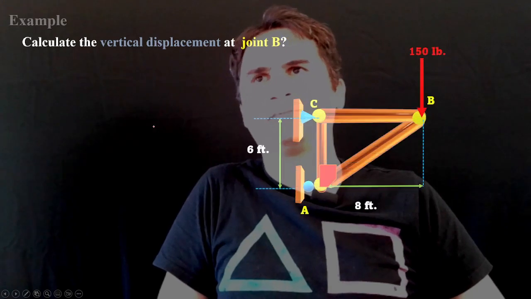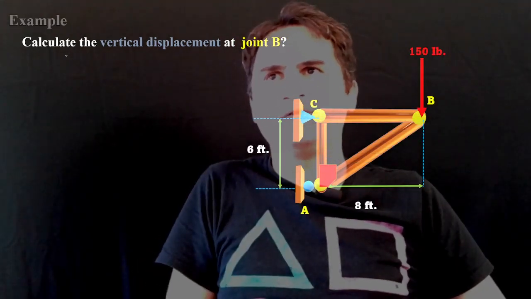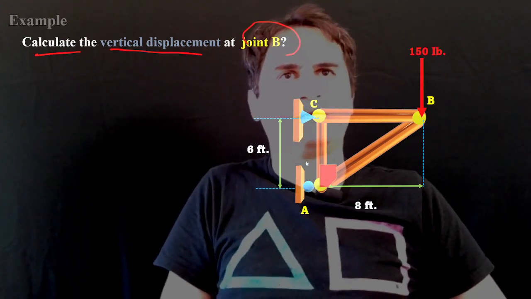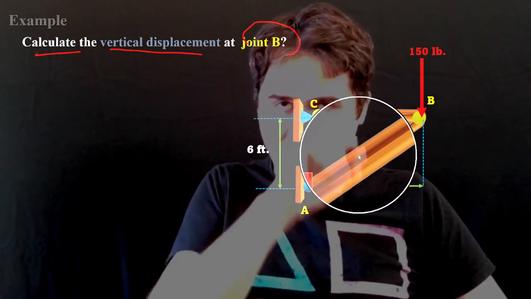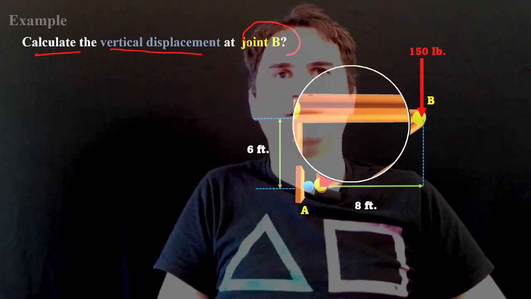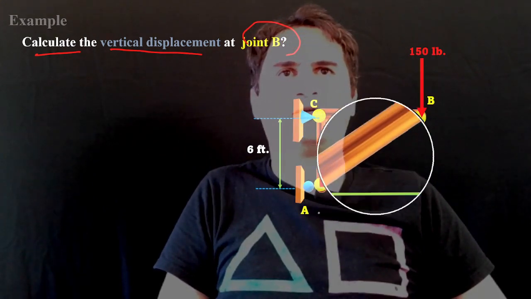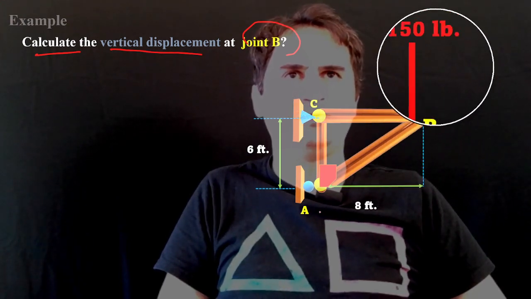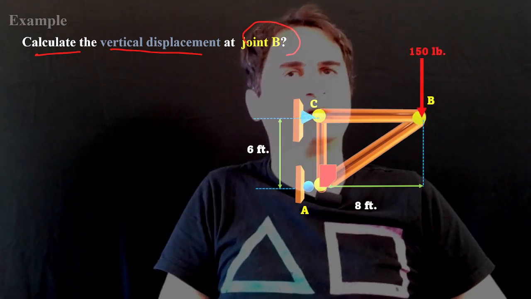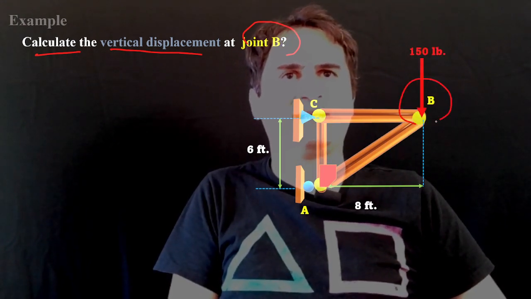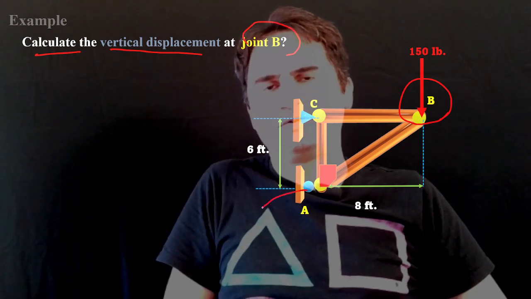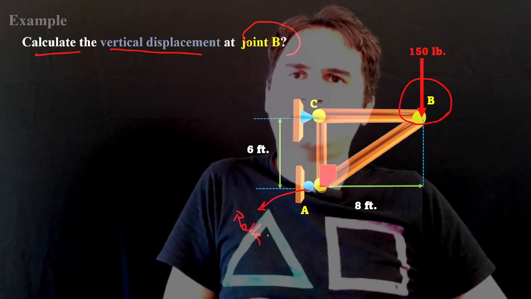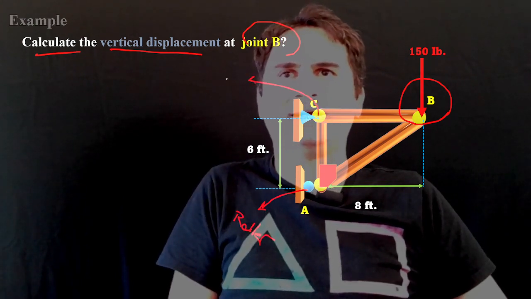Let's solve this example. If we want to calculate the vertical displacement at joint B, we have a truss consisting of three members, AC, BC, and AB. And we want to calculate the vertical displacement of joint B due to the effect of a 150 pound concentrated load applied at B. As you can easily see here, we have a roller at B and a pin at C.